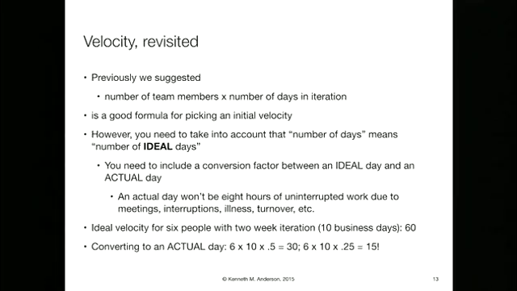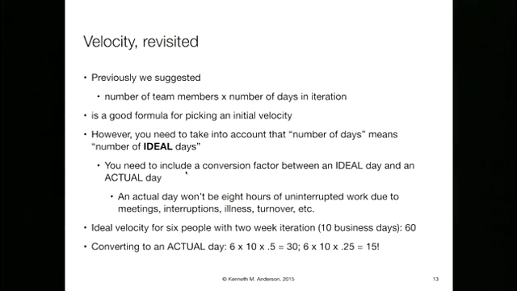Now, I said previously we suggested that an initial velocity can be the number of team members times the number of days in an iteration. That's a good formula for picking an initial velocity because you just have to come up with a number. If we have 5 people, they all work a full day, and there are 5 days in the iteration, it's 5 times 5, we have a velocity of 25. And then you can just move on to get other things done. You don't have to spend a lot of time hemming and hawing about it.